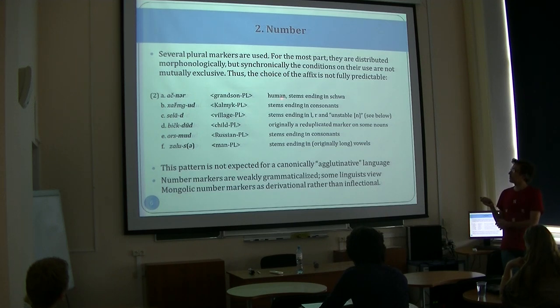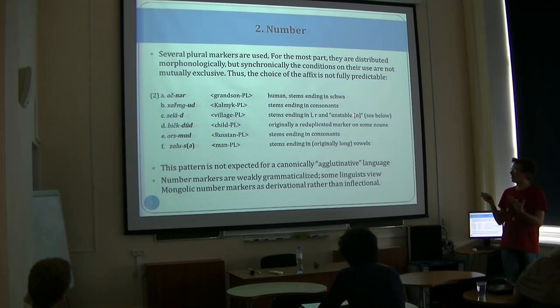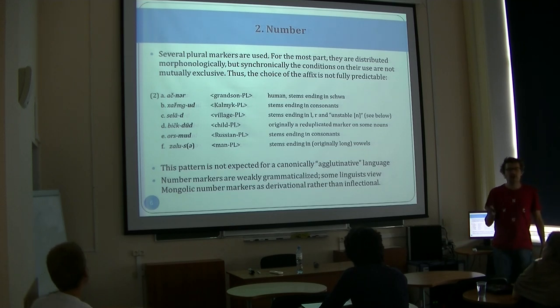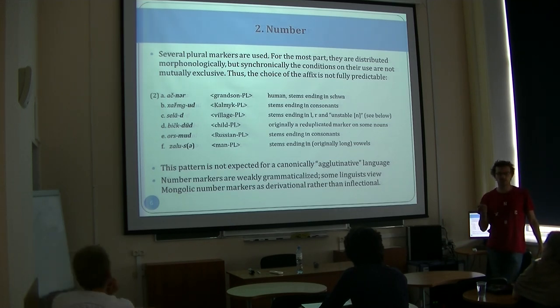So for example here, I understand it's me who is to blame here, but believe me, it's the best kind of rules you can come to. So this one is used if it's human and the stem ends in a schwa, and this one is with the stems that end in a consonant, and this is just originally written to mark on some nouns. So I understand it's a little bit like the classification of animals by Borges, which is usually quoted in situations like that.